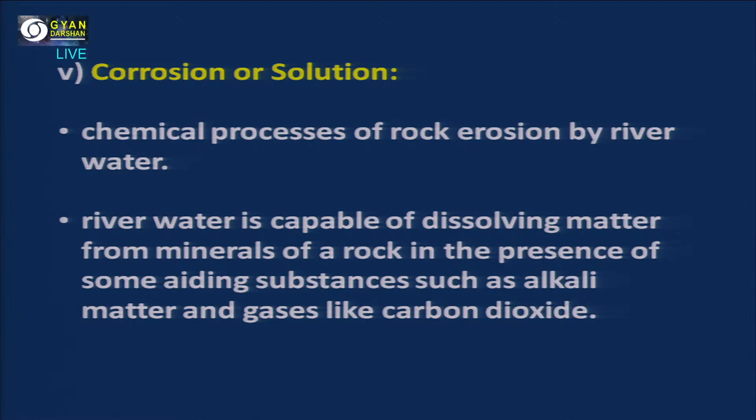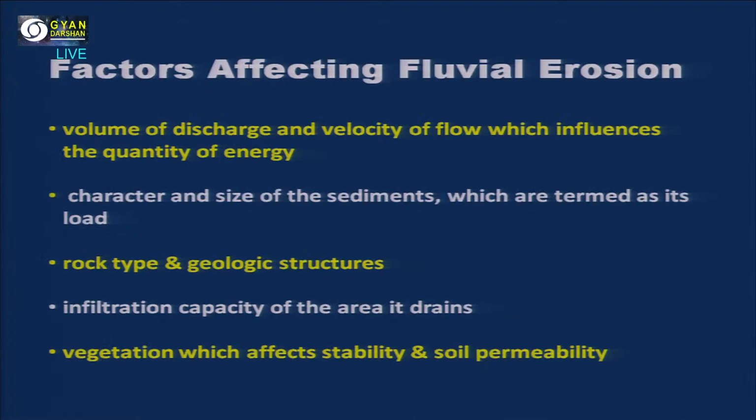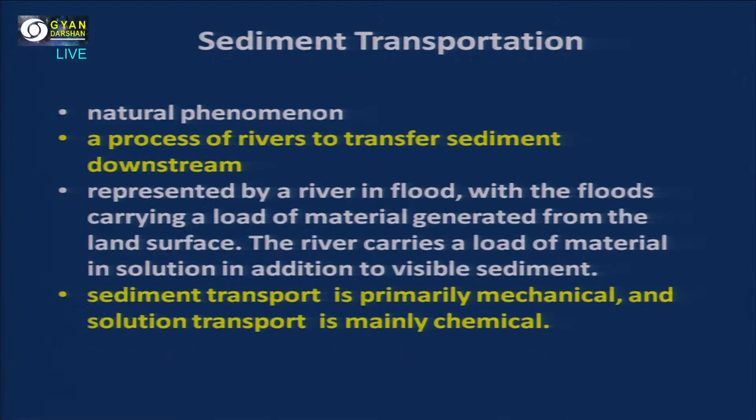know that river water is capable of dissolving matter from the minerals of a rock in the presence of some aiding substances like alkali matter and gases like carbon dioxide, which enhance this process of solution. And now coming to the factors which affect fluvial erosion: the volume of discharge and the velocity of the flow, character and size of the sediments, rock type and geological structures, infiltration capacity of the area that is drained by the river, and vegetation, which also affects the stability and the permeability of soil.